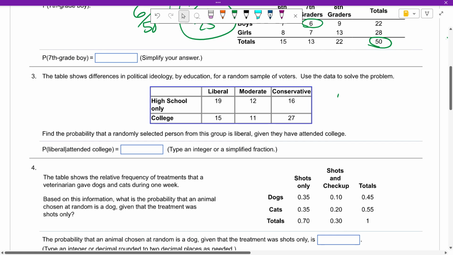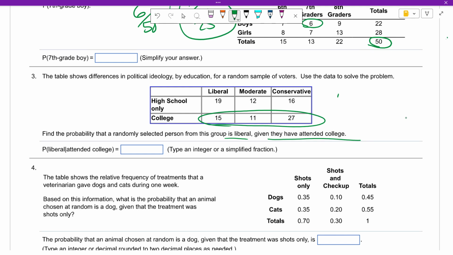Find the probability a randomly selected person is liberal given that they have attended college. So out of those who have attended college, what's the probability that they're liberal? So that's 15 out of, well, they don't give us a total, so we have to add them up. 15 and 11 is 26. 26 and 27 is 53. 15 out of 53.